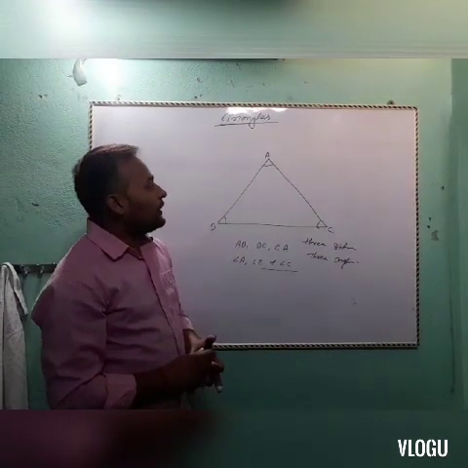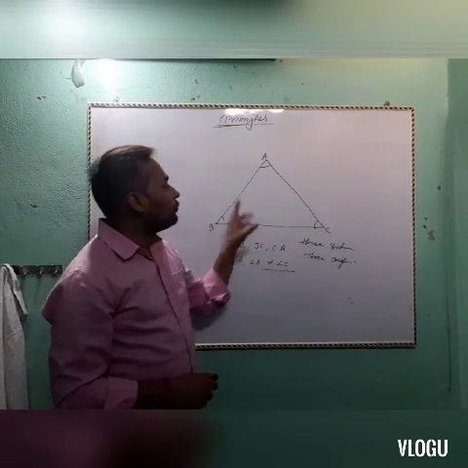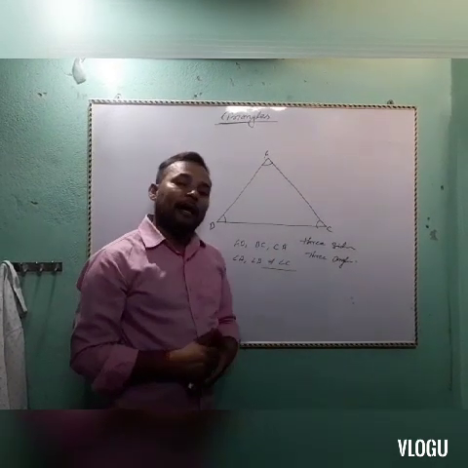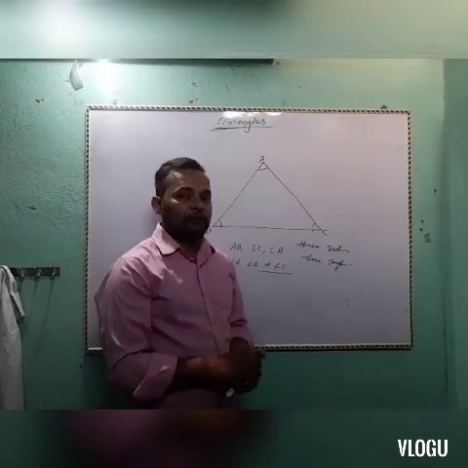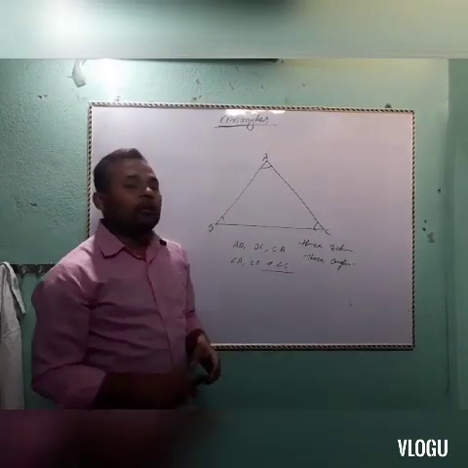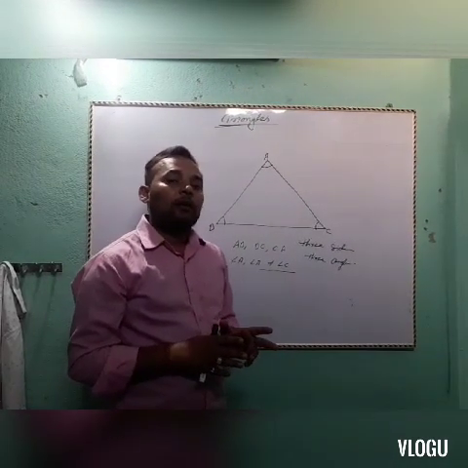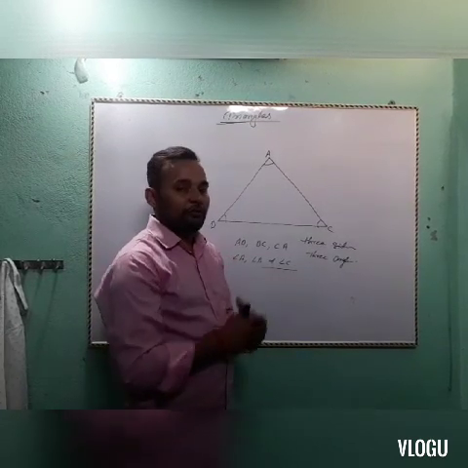Students, a property of triangles: the sum of any two sides of a triangle is greater than the third side, and the difference between the two sides of a triangle is less than the third side.